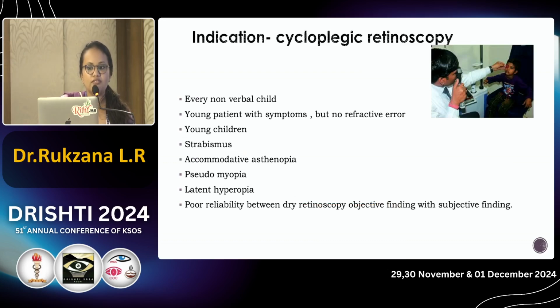Now the indications of cycloplegic retinoscopy. It is indicated in every non-verbal child, young patients with symptoms but no refractive error, young children, those with strabismus, those with accommodative asthenopia, when we suspect pseudomyopia or latent hyperopia, and when there is poor reliability between the objective retinoscopy and subjective.